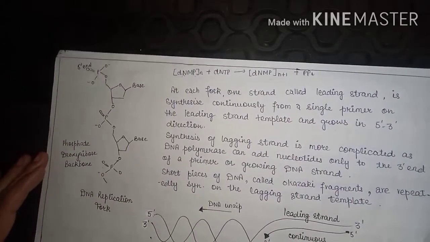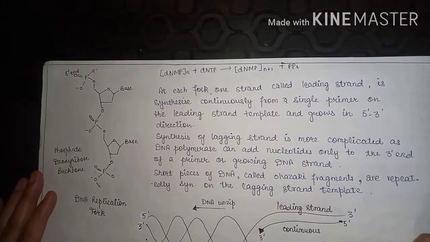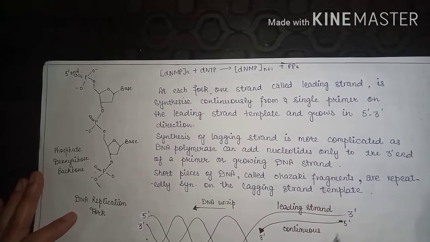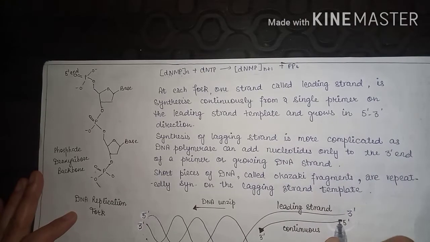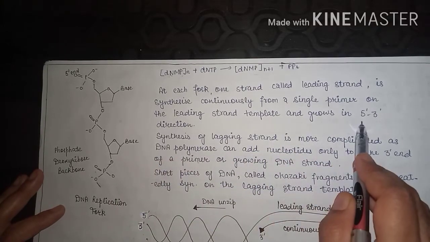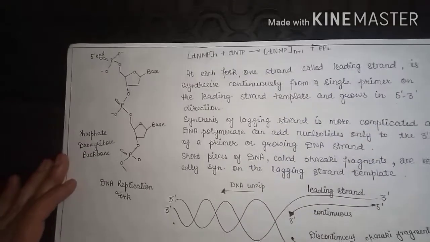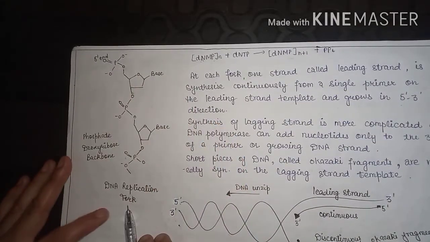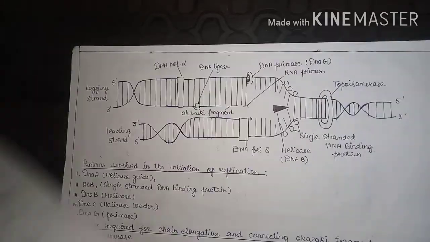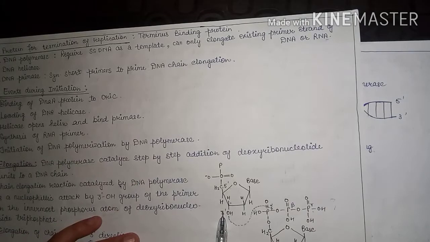At each fork, there are two strands, right? One is known as the leading strand, where continuous synthesis occurs from a single primer. During leading strand synthesis, a single primer is needed to perform the replication, and it grows in the 5' to 3' direction. So something like this is the DNA replication fork structure, which occurs when the deoxyribonucleotide attacks the phosphate group.